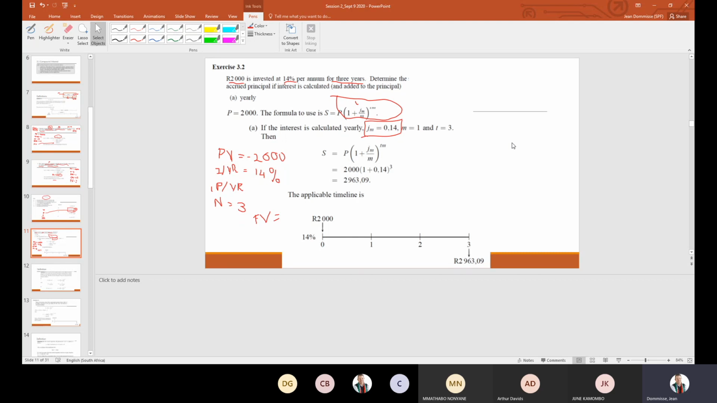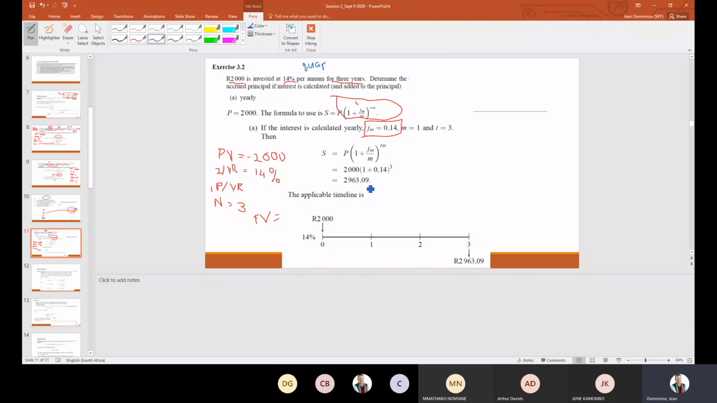So let's say we're still working with a present value of 2000. It is invested at 14% on a quarterly basis. So let's say it is quarterly, for 3 years, determine the accrued principal if interest is calculated. So let's see what the future value will be of this one.